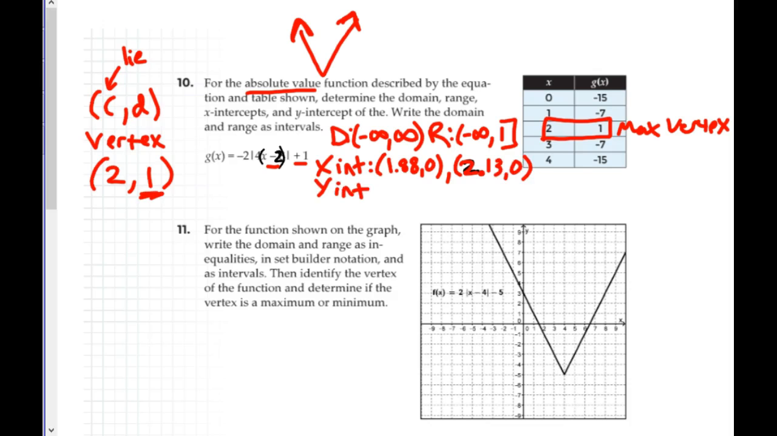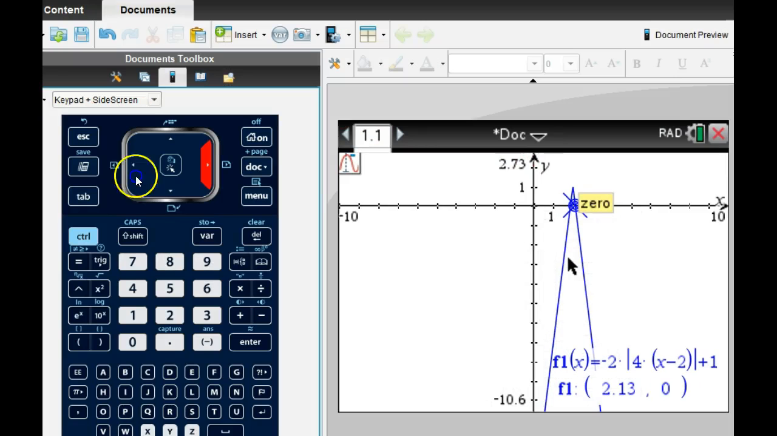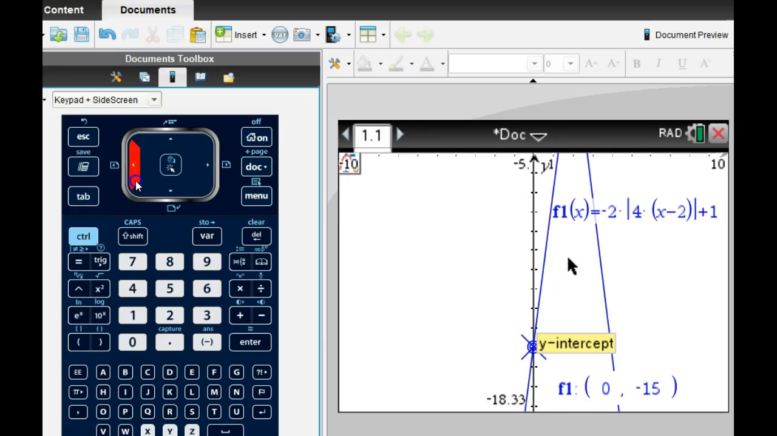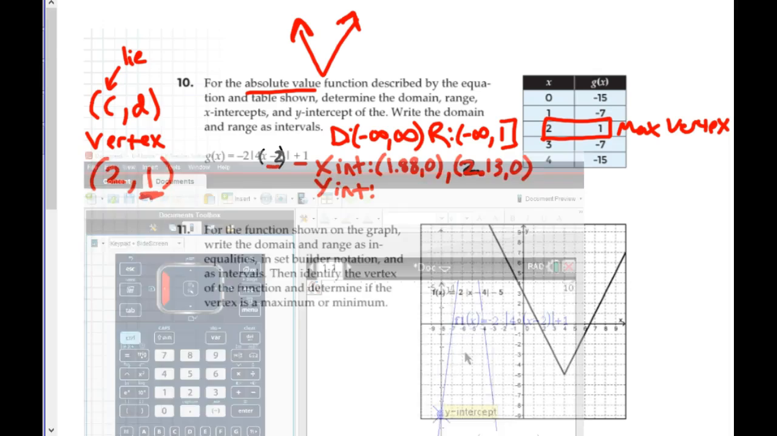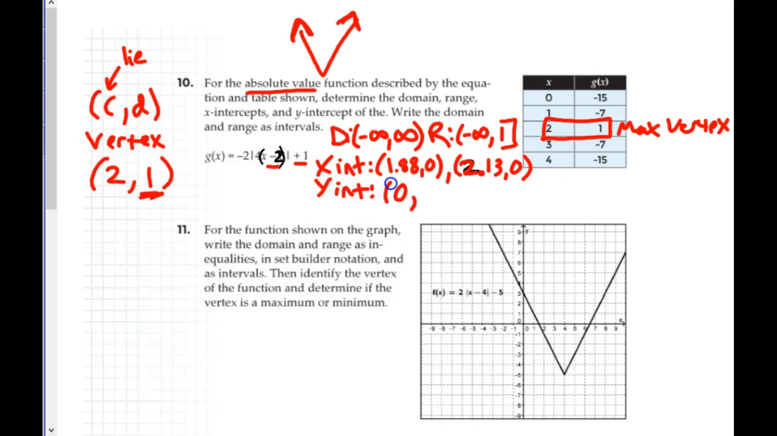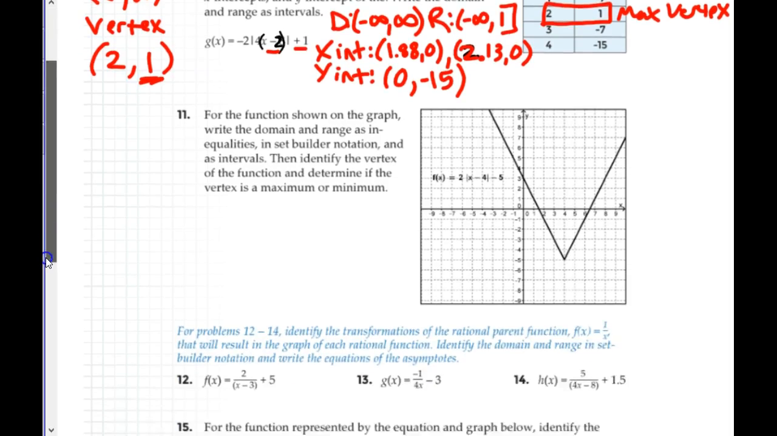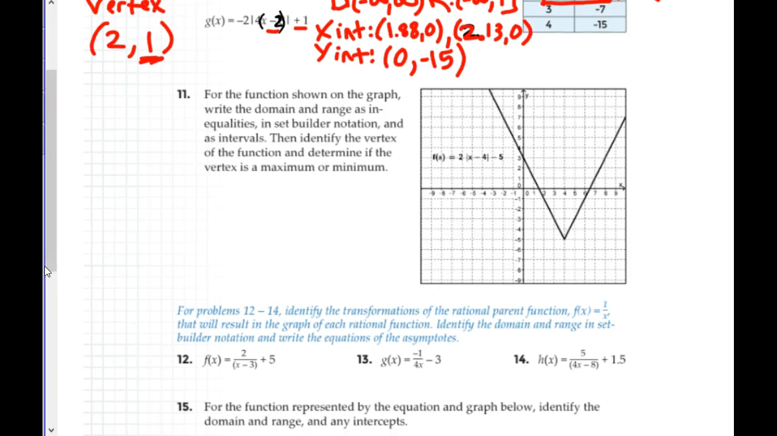What about that y-intercept though? All the way down to get to that y-axis. 0, -15. Alright. Cool. The function on the graph or the domain range has inequalities. We're going to do it with interval notation every time.